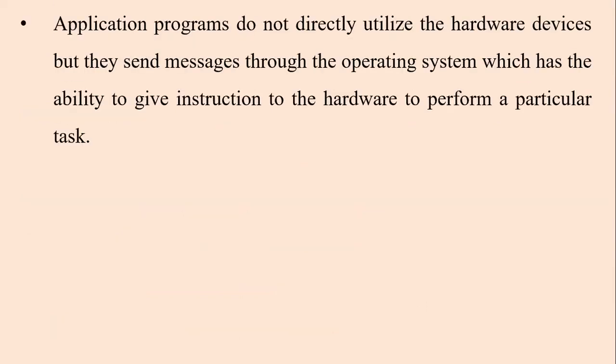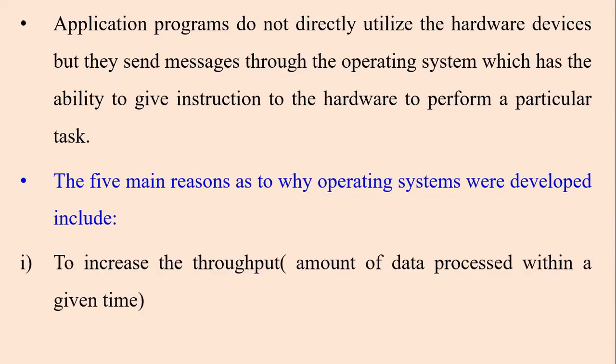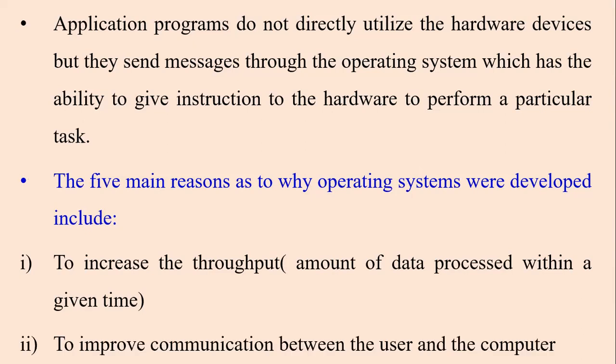Application programs do not directly utilize the hardware resources, but they send messages through the operating system, which has the ability to give instruction to the hardware in order for the hardware to perform a particular task. There are five main reasons for having an operating system. Number one, to increase the throughput, that is the amount of data processed within a given time.